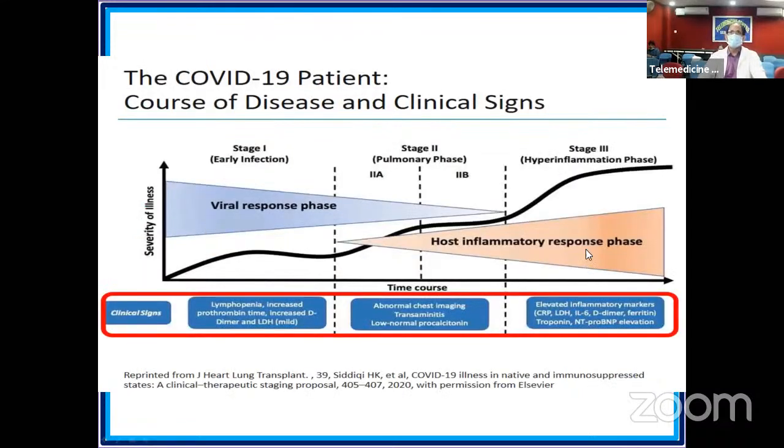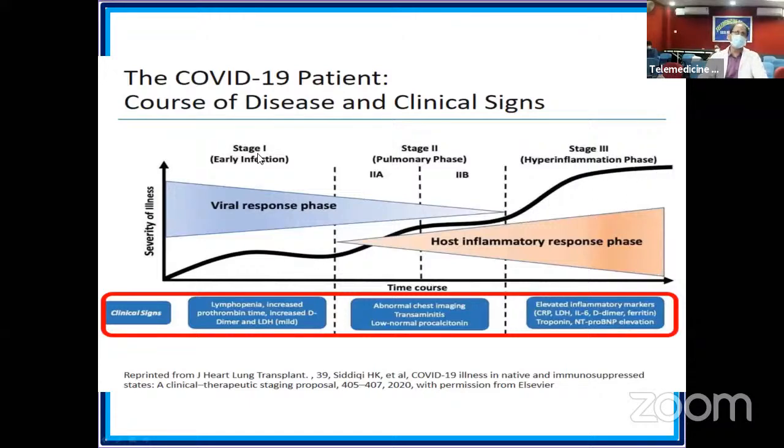And broadly, in this slide, Professor Panda has shown three phases of infection. Majority, 80% of our cases, become stage 1, early infection, and patients present with mild symptoms. 10-15% go to moderate, and 5% go to the really hyperinflammation phase.